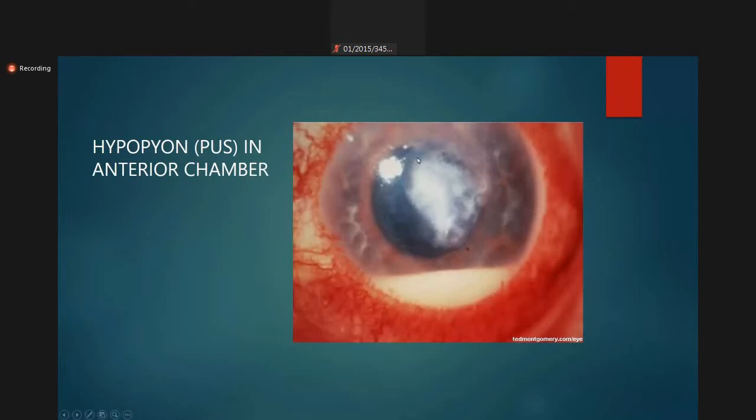Likewise, you can see in this figure there is corneal ulceration, pus exudate on the cornea, and you can see also pus in the anterior chamber. This is known as hypopyon. This is corneal ulcer, so the diagnosis is corneal ulcer with hypopyon.